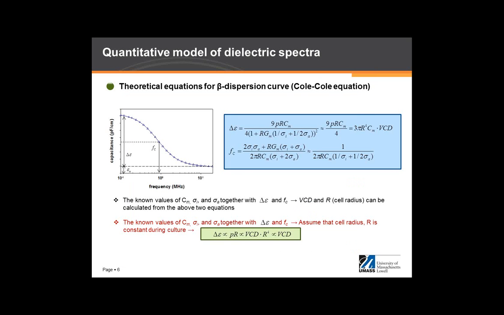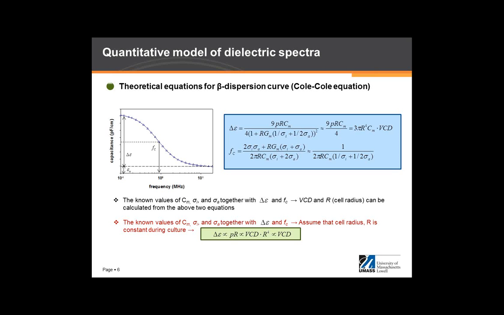Okay. So, a little bit more detail on how the viable cell density can be measured. Fundamentally, the whole mechanism is based on a beta dispersion curve, which is the Cole equation. As you see on the left-hand side in the figure, the x-axis is frequency, and on the y-axis you are measuring capacitance in picofarads, the unit.